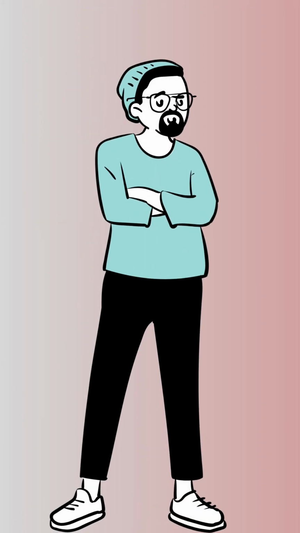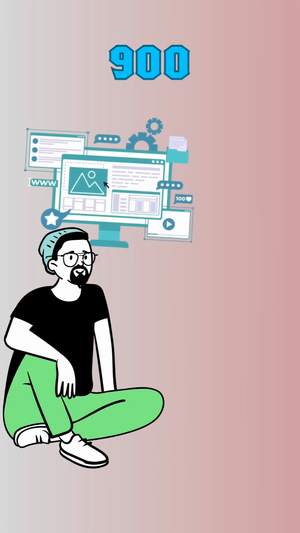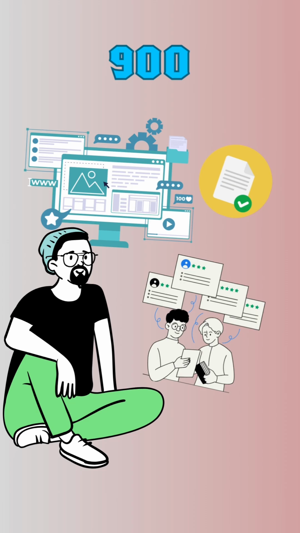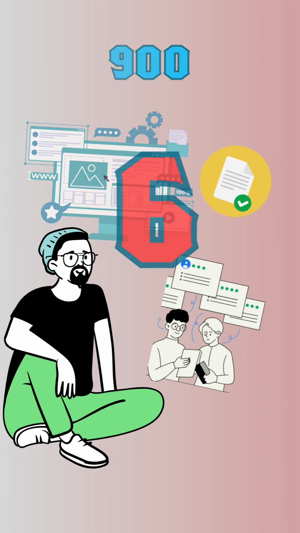This is the best programming language, but nobody likes it. There are more than 900 programming languages documented worldwide, but the number of the most popular and widely used languages can be limited to 6 languages, which I will explain to you in detail.